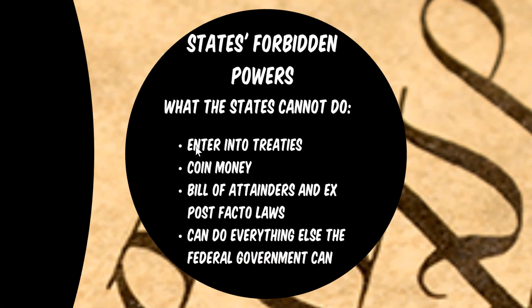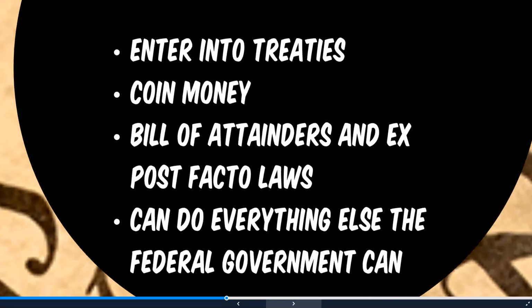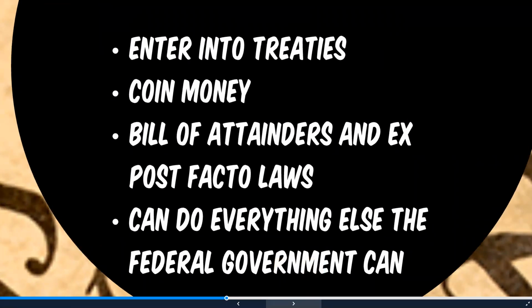Bills of attainder and ex post facto laws are after-the-fact laws, meaning if you did something yesterday that was perfectly legal yesterday, and today they make a law that prohibits that, they can't go back in time and say, well, it's illegal now, so we're going to charge you for what you did yesterday. So that's what bills of attainder and ex post facto laws are. And that's really about all the states are limited to, and they can do everything else the government can do, and then anything else that is not listed for the federal government.